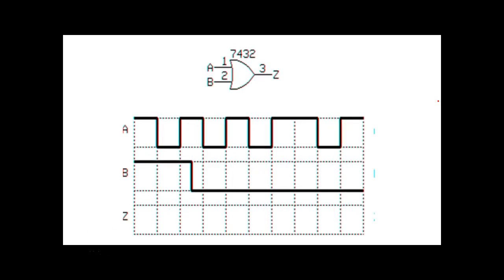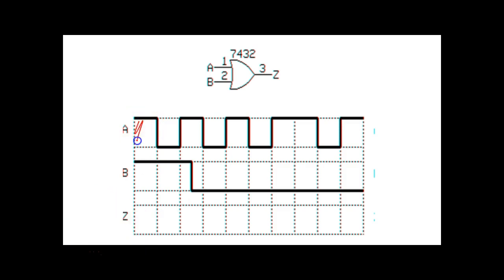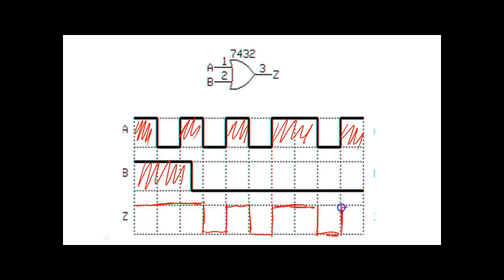So this is an OR. What does the OR say? Any high equals a high. So we'd start off here, here, here, here, right? And then I'd go down, and then I would just start following the input. Are we okay? Yes?